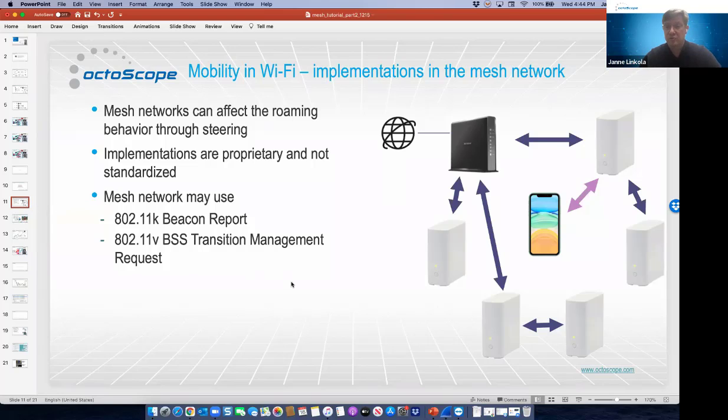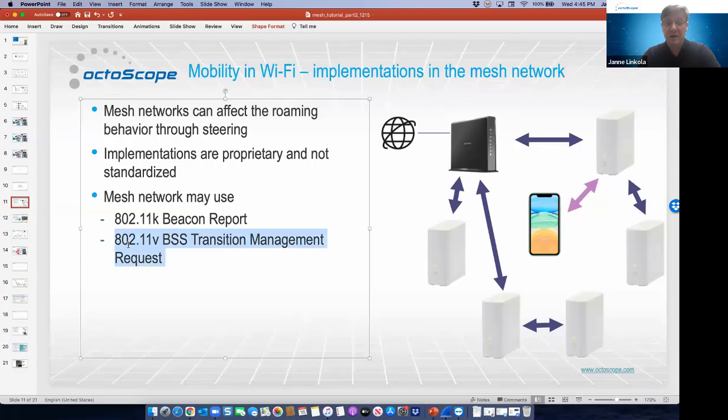Now, let's look at the situation from the mesh network's point of view. The mesh network went through the self-forming phase, so it knows exactly which node is the root node. It knows which extenders are connected through one hop to the root node, and which have two or more hops. So clearly, it knows a lot more about this situation, and it can affect roaming behavior through the steering mechanism I already mentioned. In 802.11v, there is a message called BSS Transition Management Request, which the mesh network can use to request that the station roam.